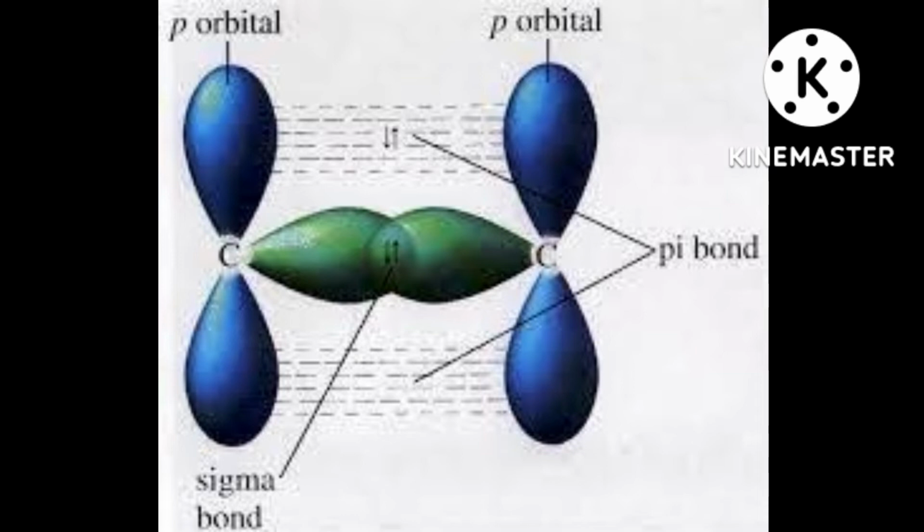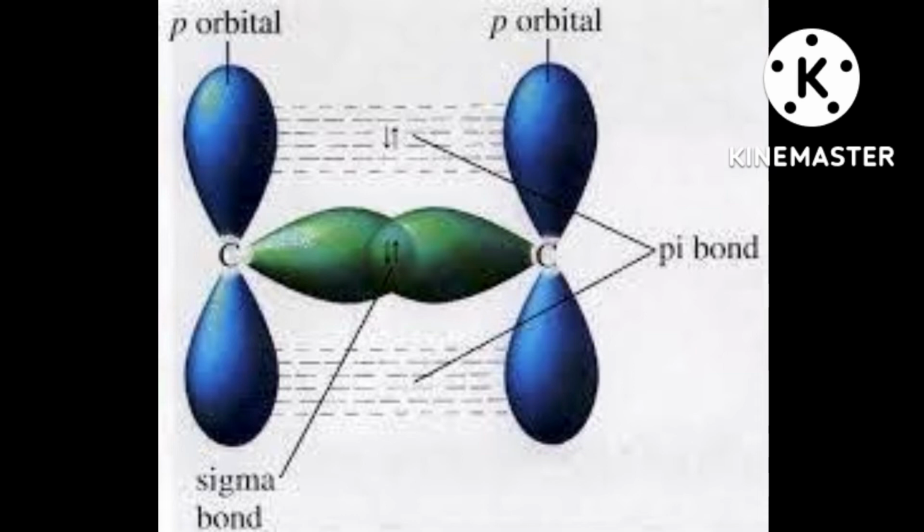After the overlapping, they will make the bond. That's why all 3 bonds will be different, a little different from each other. And this Px is axis wise, Px is head on overlapping or end on overlapping, end overlapping.